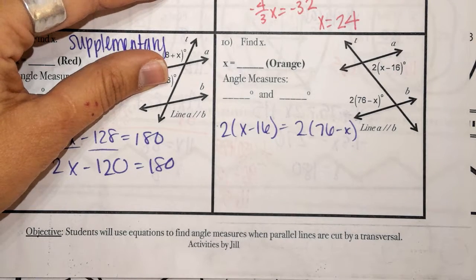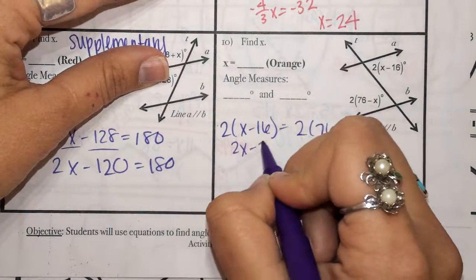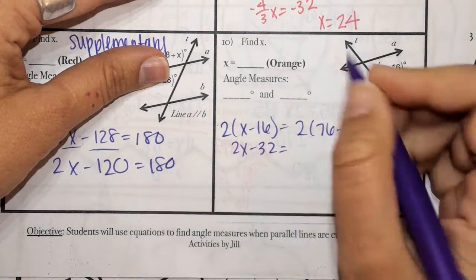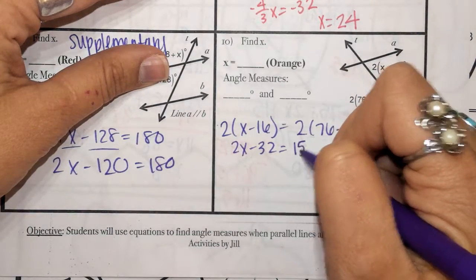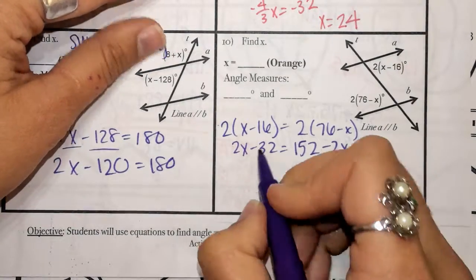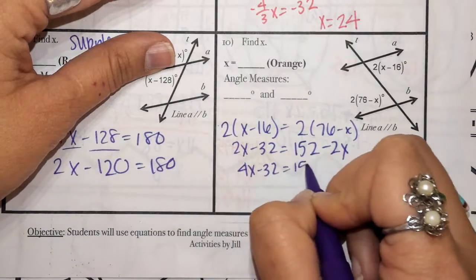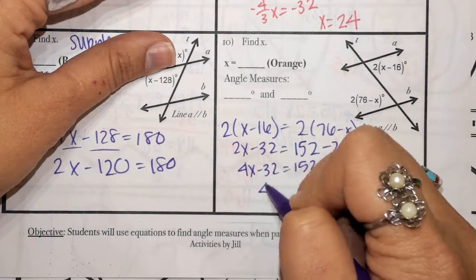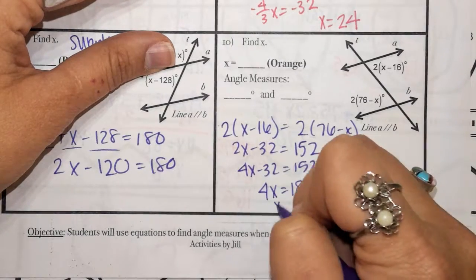Did you divide both sides by 2? Or did you distribute? Okay, so then you got 2x minus 32 equals... What's 2 times 76? Thank you. Right? And then you added 2x to both sides, and you got 4x. And then you added 32, and you got 184. And then when you divided, what'd you get?